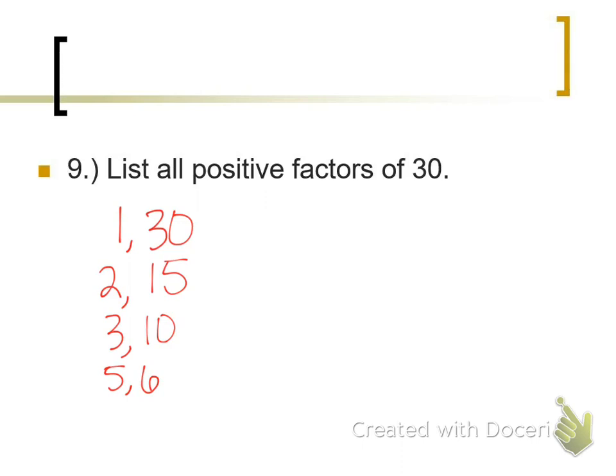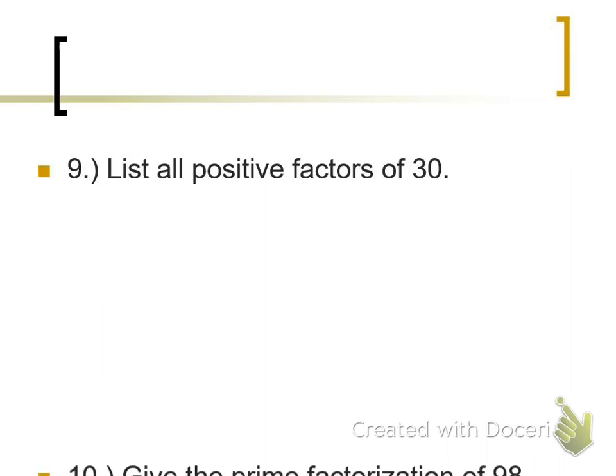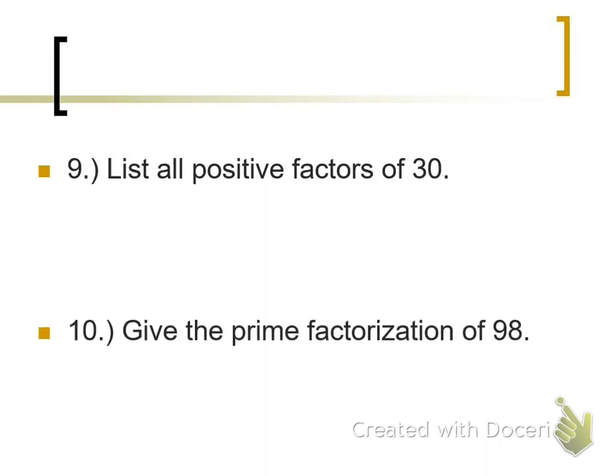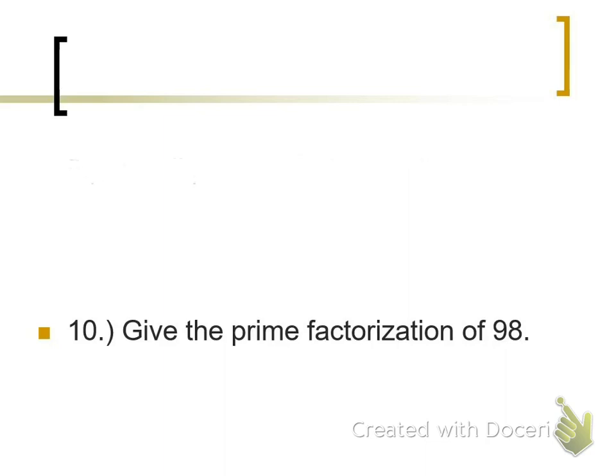Okay, part of the struggle of this section for some students is that the problems are all just a little bit different. So if it says list positive factors, if you see the word list, start with your number 1. The next type, give the prime factorization. That's when we break it down with a factor tree and list out the numbers.